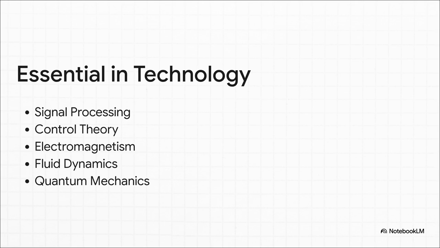Your Wi-Fi signal, your 4G connection, they are processed using complex numbers. The control systems that keep airplanes flying straight, the ones that guide robots with incredible precision, all complex numbers. And it goes deeper. The fundamental laws of electricity and magnetism, how water flows, even the mind-bending rules of quantum mechanics, they are all written in the language of i. This imaginary number is literally what makes our real world tick.